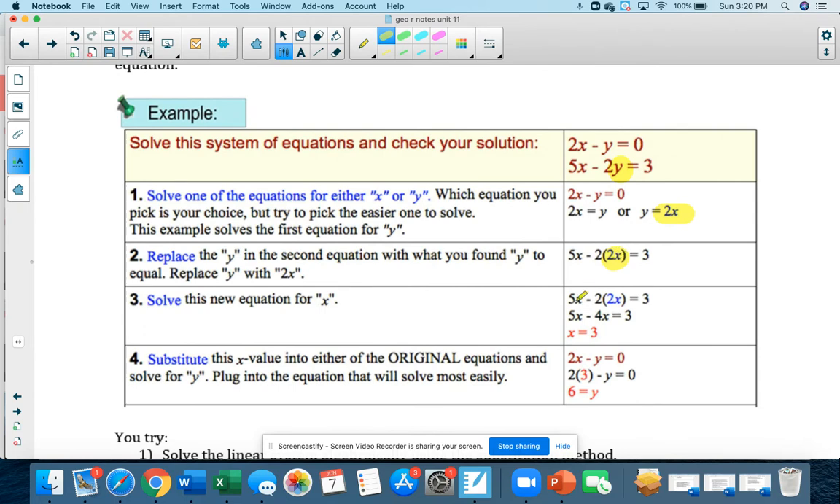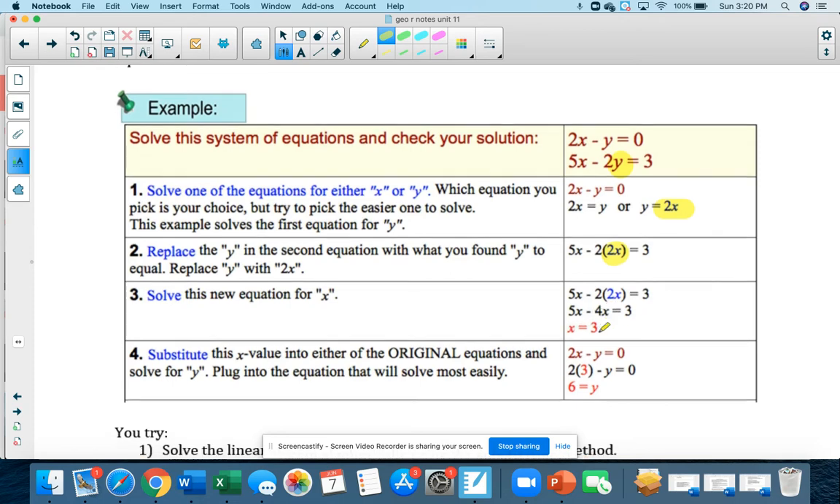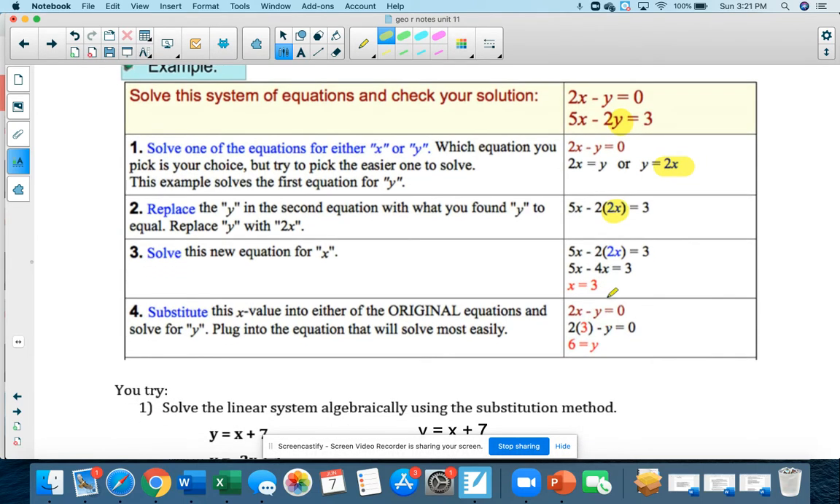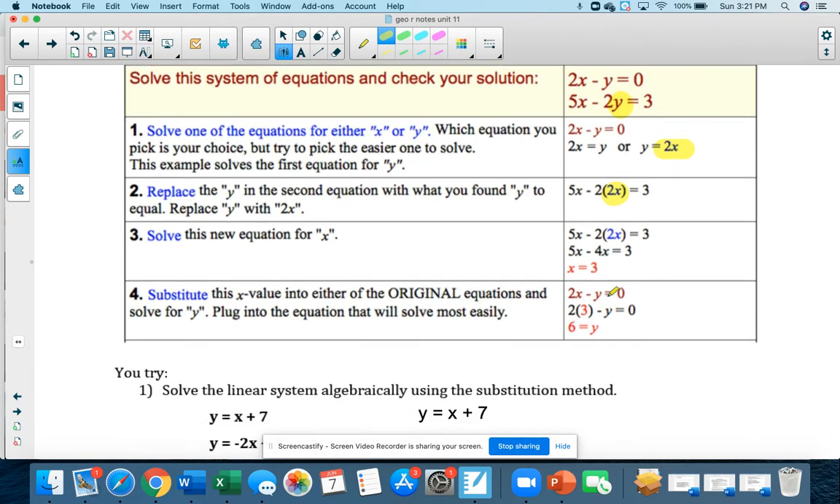So now solve this new equation. I have 5x, I take that negative 2 and I distribute it to the 2x, so 5x minus 4x equals 3. 5x minus 4x is really just 1x or x, so x equals 3. Now, once you solve for one of the variables, the last part is very easy. You just go back to either equation. It does not matter which one.